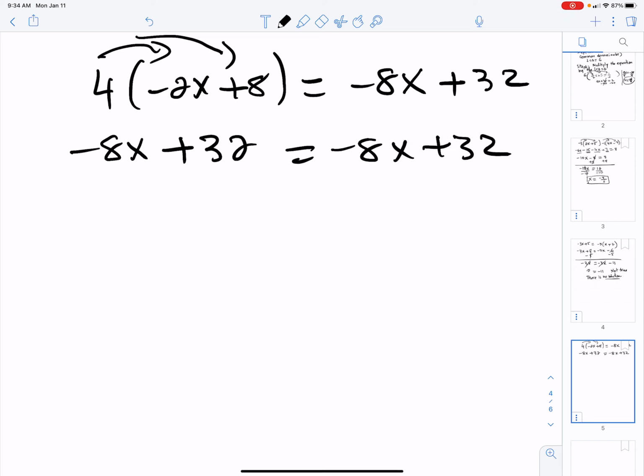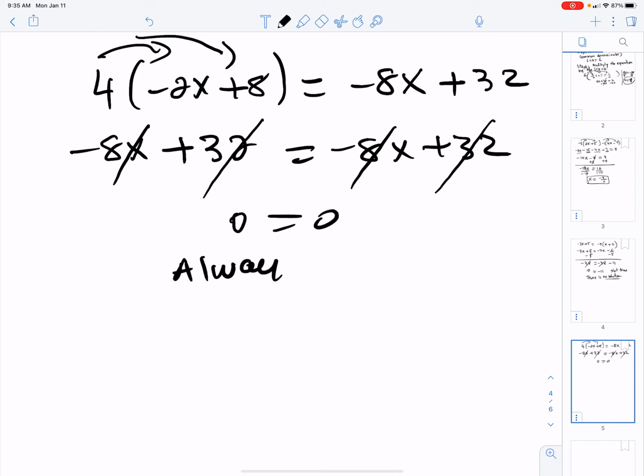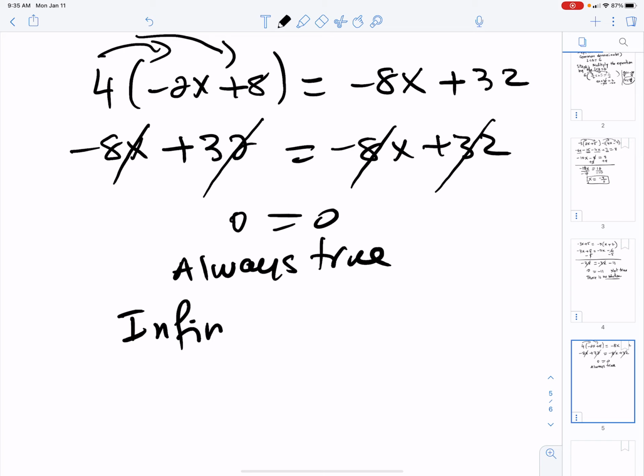Now, I can see the left side is equal to the right side. They're identical, right? So I can even get rid of the 32, and I get 0 equals 0, which is true, right? This is always true. So if that's the case, my equation has infinite solutions, because no matter what value of x I pick, I will still get 0 equals 0, right?